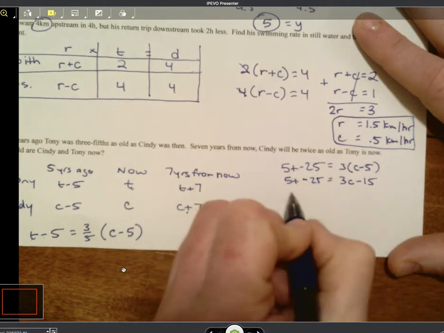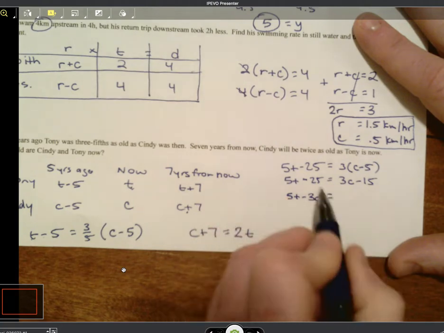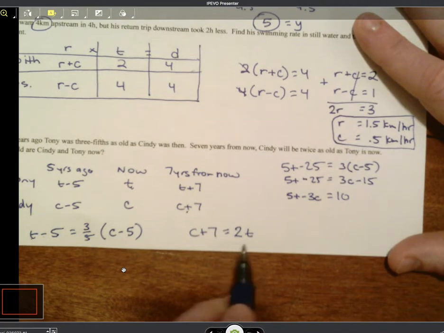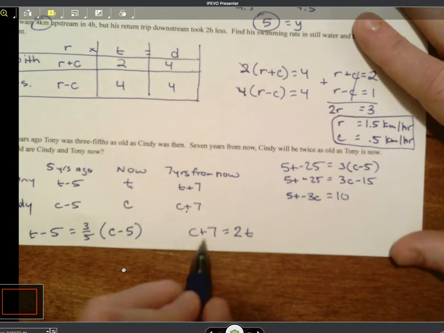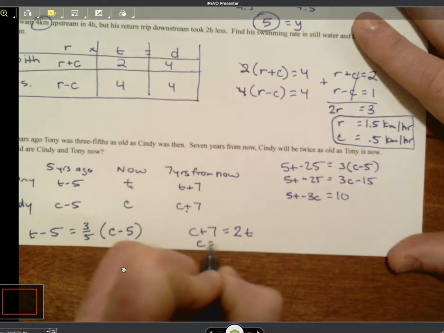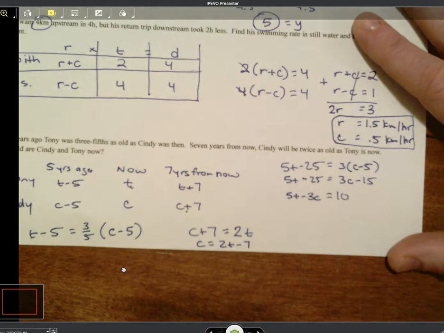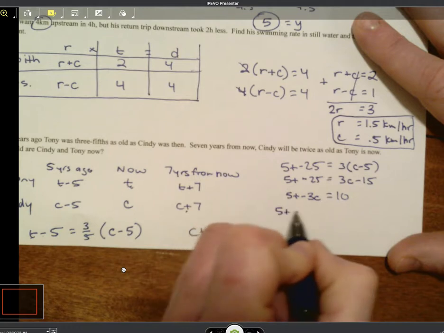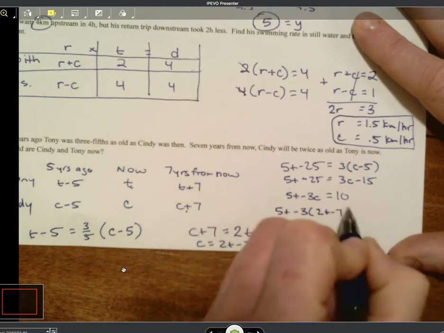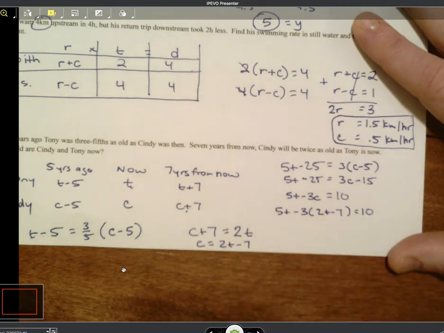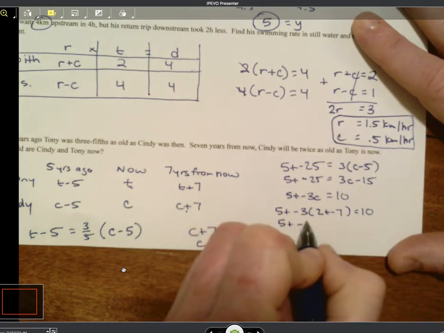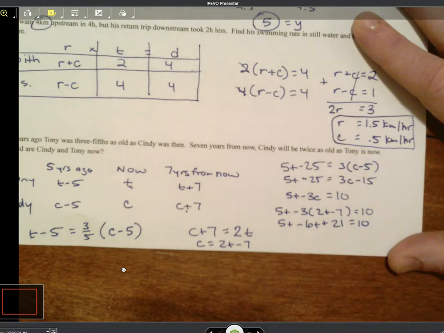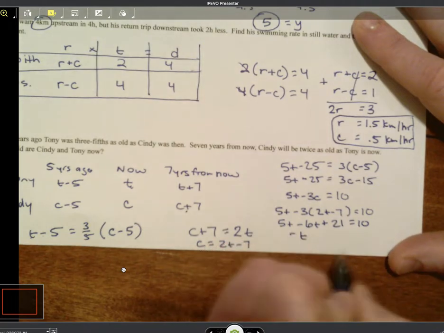Subtract 3c, move it to the left. Add 25, I got 10. Okay, so now this, I think I can use substitution fairly quickly if I solve this for c. c is equal to 2t minus 7. So I'm going to plug in 2t minus 7 for c. So I get 5t minus 6t plus 21. Negative t, subtract 21.